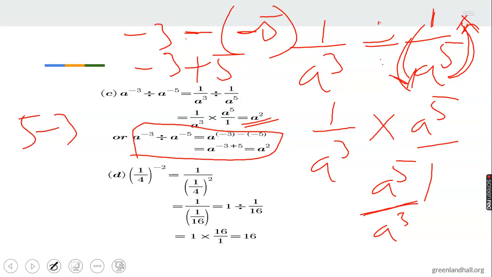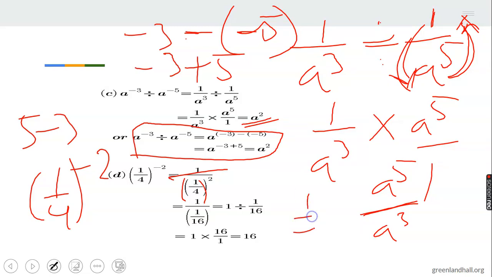Now look at the last one that we have here. We have open bracket 1 all over 4 to the power of minus 2. Now, to remove this minus, we introduce 1 all over the bracket squared. Look at it here, the bracket squared. And when you square the bracket, 1 all over 4 times 1 all over 4 will be equal to 1 all over 16.